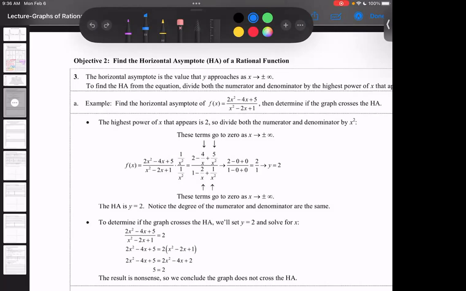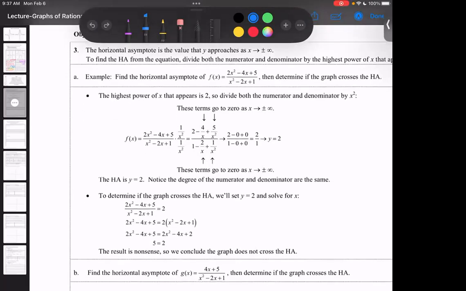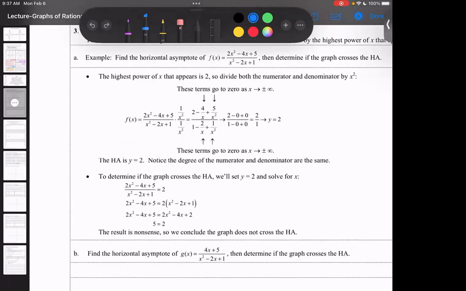Now, what happened? Well, I have the 2 and the 1 here because the x squared cancel. However, why does negative 4 over x become 0? Well, because when x approaches infinity, 4 divided by infinity is practically 0, right? So that's why I said we only care about the leading term of the numerator and the denominator. The rest is insignificant because they're going to vanish. Right? They'll vanish to 0. So in this case, your horizontal asymptote is y equals 2.